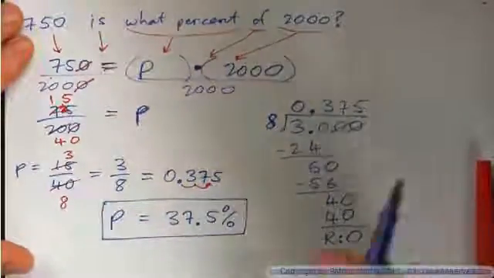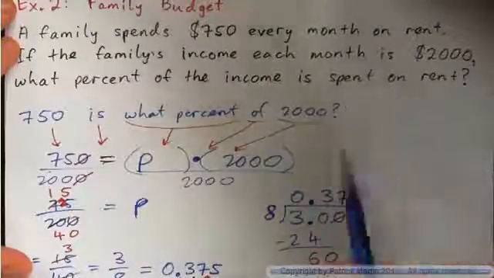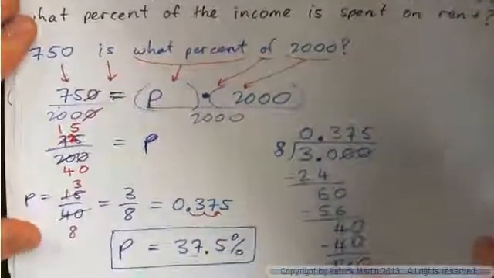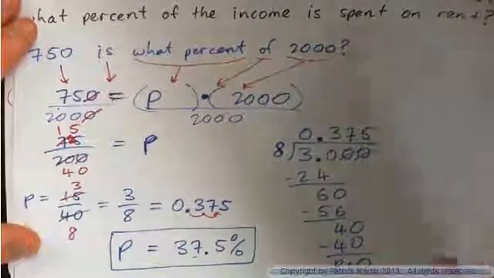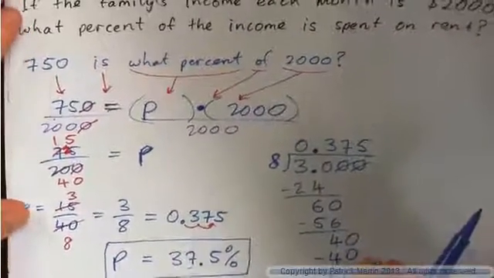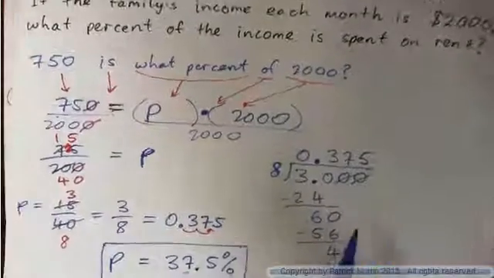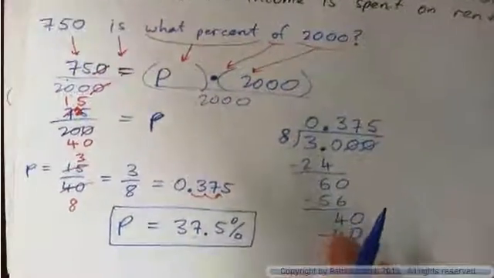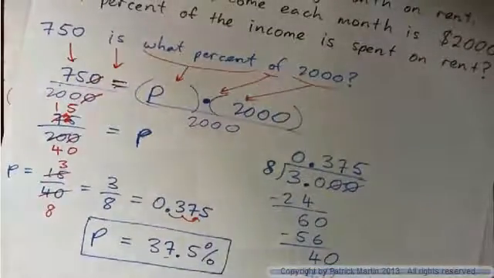So the rent is 37.5% of the total income, okay? You know, they usually advise that your rent be no more than 25% of your income, or 1/4. Anything more than that is a bad idea. So anyway, you need a smaller house or a bigger income, it seems.